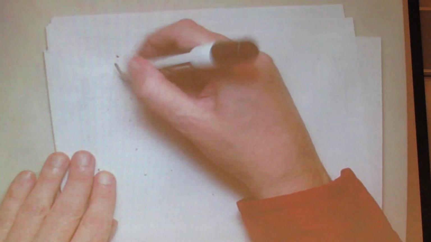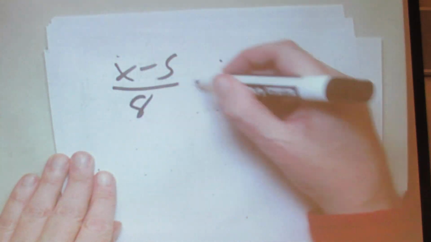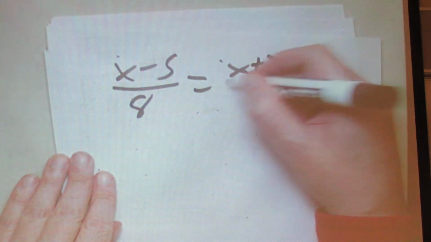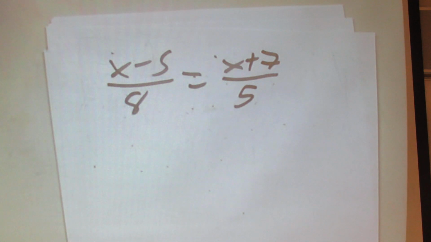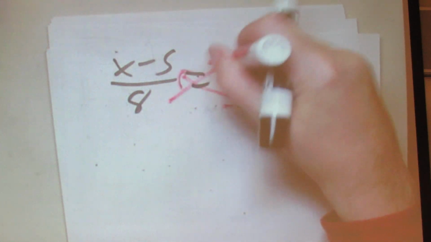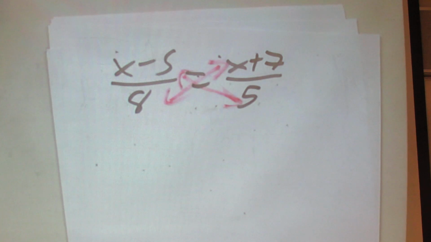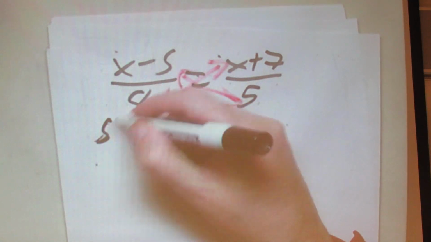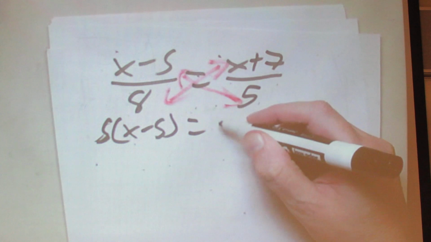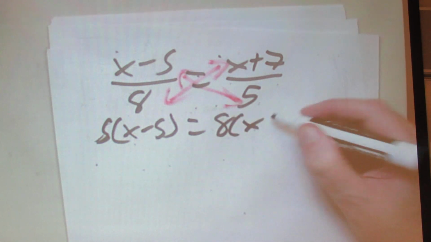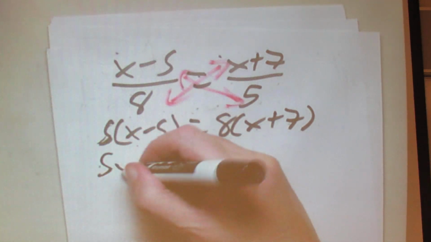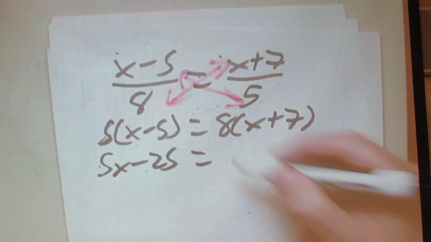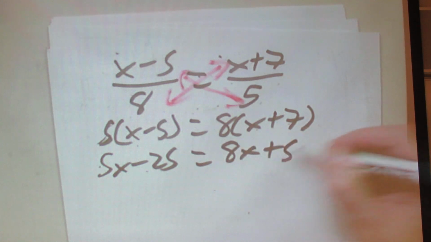Next, let's say we have (x minus 5) over 8 equals (x plus 7) over 5. So here we have two fractions equaling each other, so we can cross multiply. So we're going to have 5 times (x minus 5) equals 8 times (x plus 7). Distribute the 5, and we get 5x minus 25. Distribute the 8, 8x plus 56.